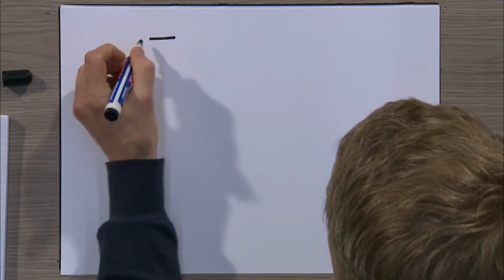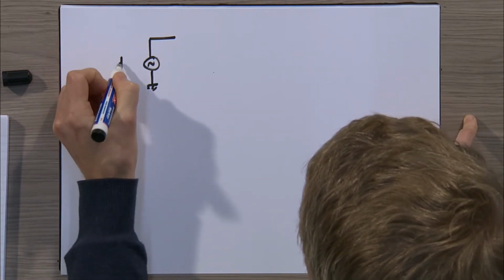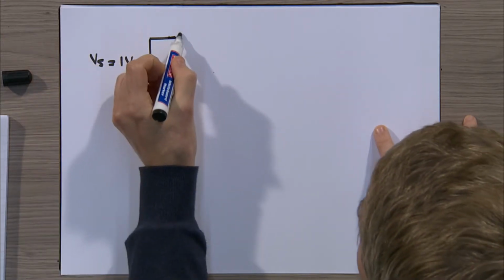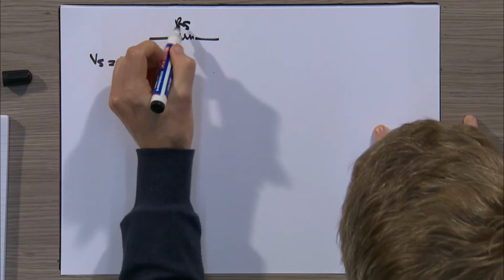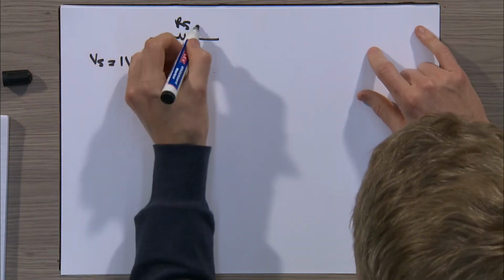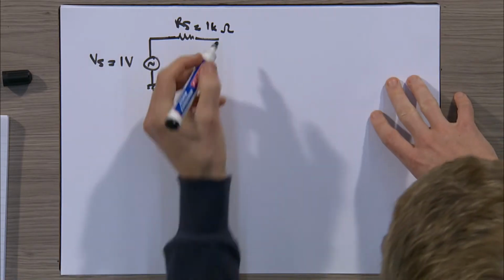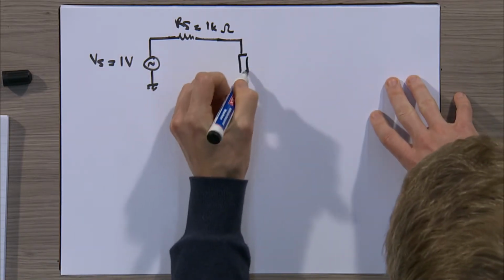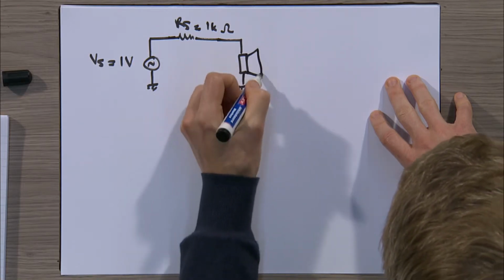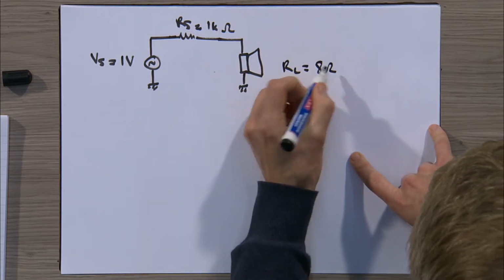Okay, so we had a microphone recording something, and we said its voltage Vs was equal to 1 volt. Because of the way it's mechanically built, it has an internal resistance, and we can't do anything about that. So it's 1 kilo ohm of internal resistance. And if you connect that directly to the speaker, we said the speaker has a resistance of around 8 ohms.